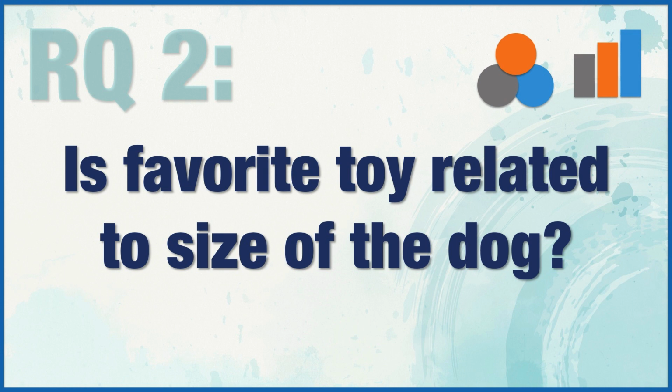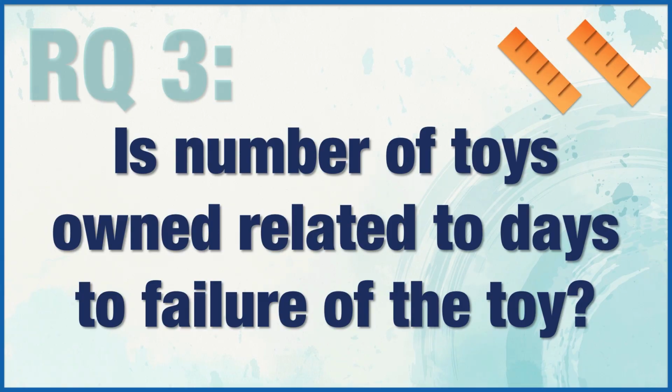My 3 research questions are, number 1, does days to failure differ by dog breed? Do certain breeds of dogs chew up their toys quicker? 2, is favorite dog toy related to the size of the dog? It may be. And 3, is number of dog toys owned related to days to failure of the toy? Do dogs with lots of toys chew up their toys faster or slower than dogs with fewer toys?